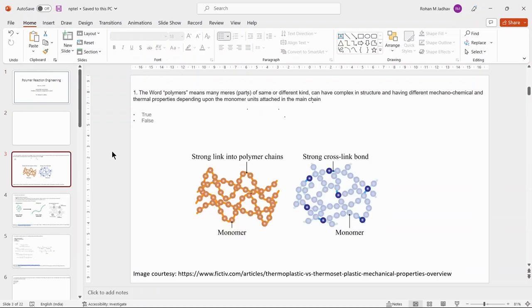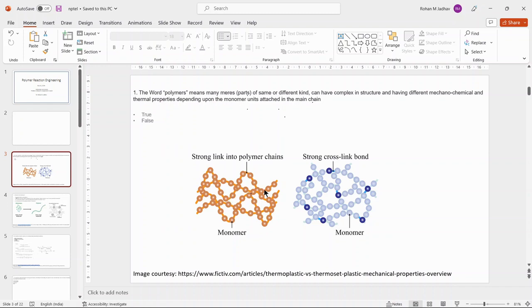First, we will begin with the standard question: what does the word polymer mean? A pictorial representation is given here. As the definition says, polymer is formed from two words, poly and mers, mers meaning many parts, and poly meaning the monomers arranged together.